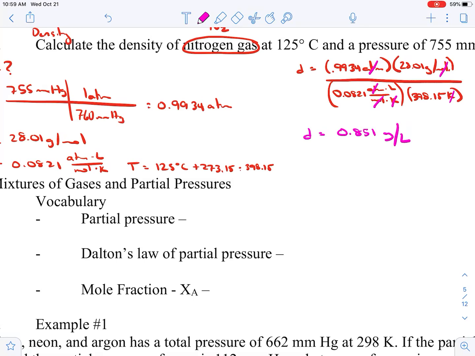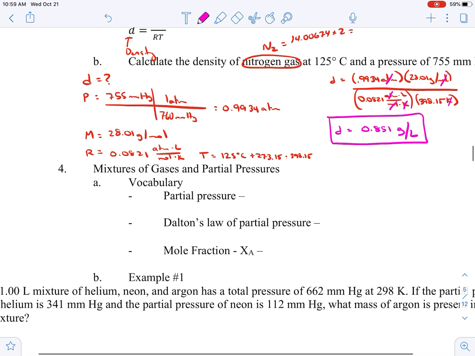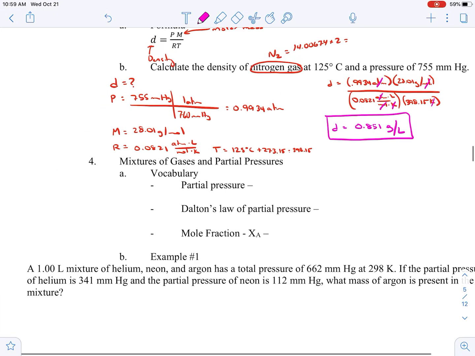It looks like the book got 0.852, so we're real close there. All right, so that's our answer. And that was pretty easy. Do you have to memorize that density formula? No. You could actually use PV equals nRT and still solve this. All right, let's roll on to other things that we can do with the ideal gas law.